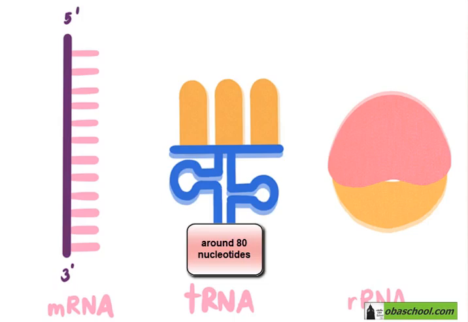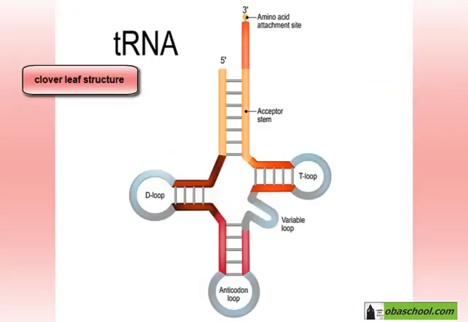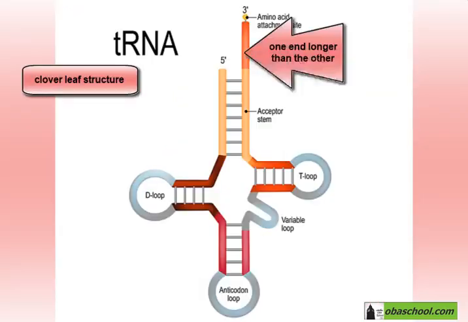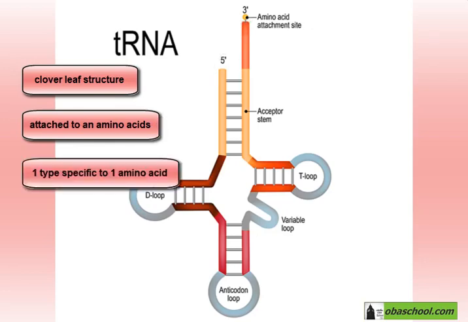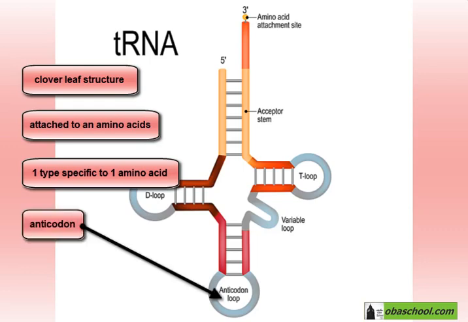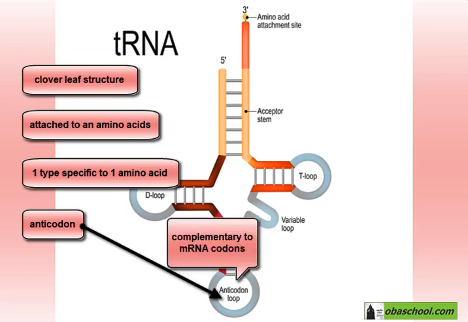It is also single-stranded. However, it is folded into a clover leaf shape. One end will extend beyond the other. The tRNA attaches to an amino acid, and we have many types of tRNA. Every type is specific to one amino acid. At the opposite end of the tRNA molecule, the opposite end to where the amino acid is bound, we have three bases known as the anticodon. These are going to be complementary to codons.